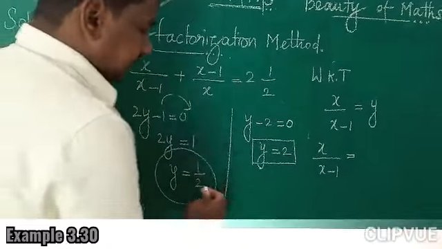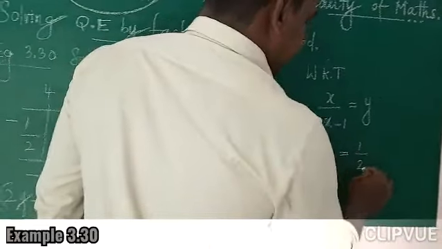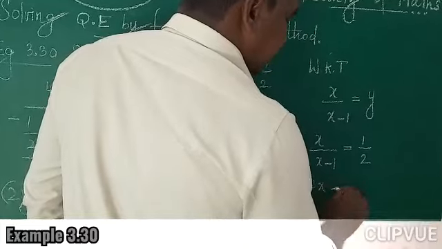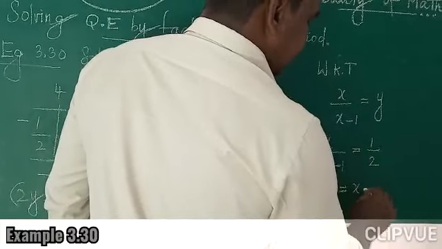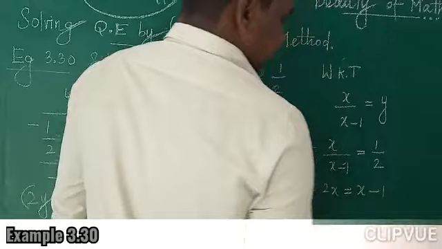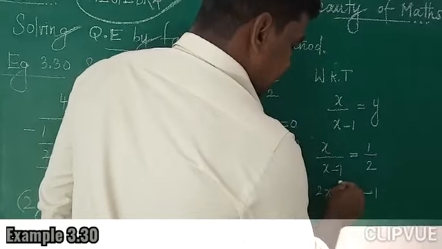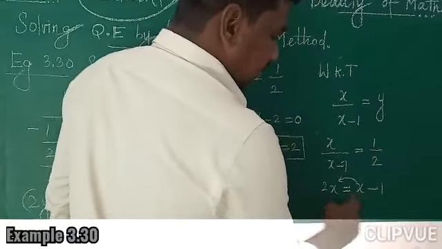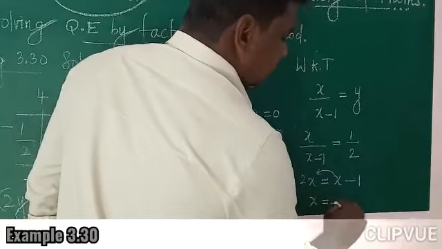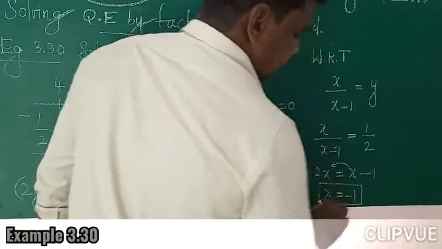If you take the first value, 1 by 2 means 2 into x, 2x, which is equal to this one, x minus 1. So 2x, this plus x becomes minus x. So 2x minus x is equal to x, which is equal to minus 1. This is one of the solutions.